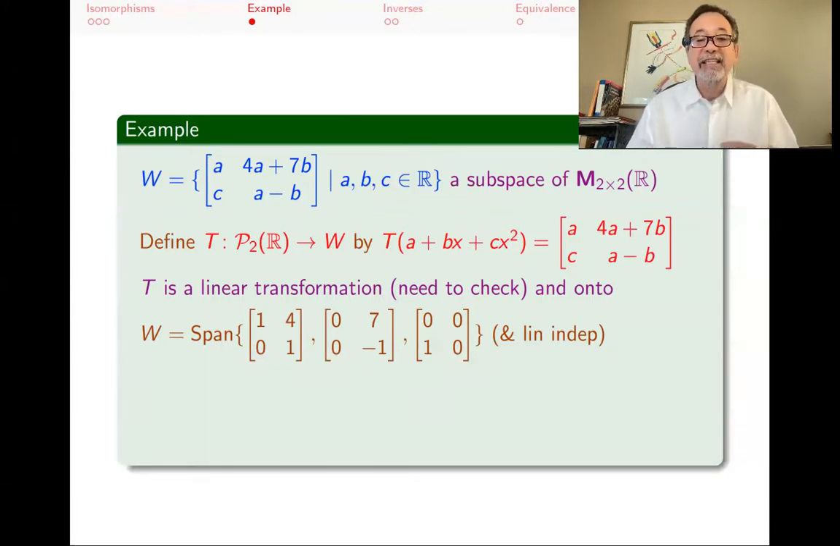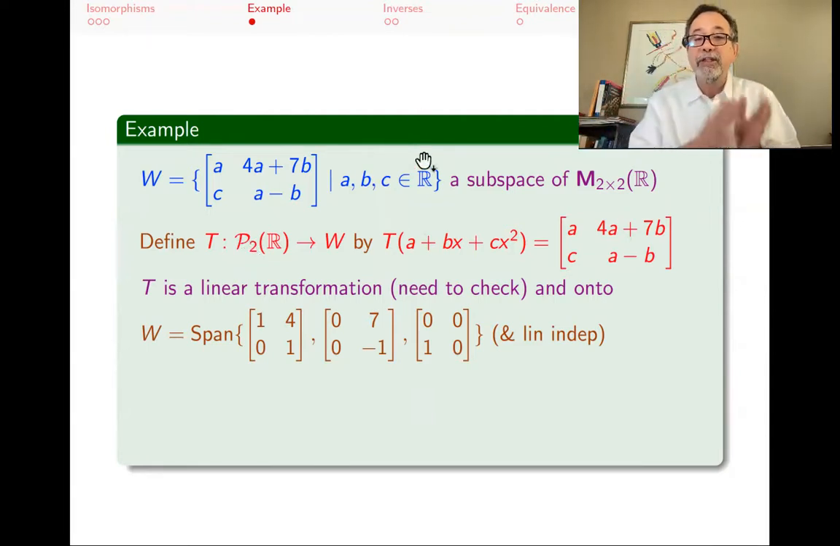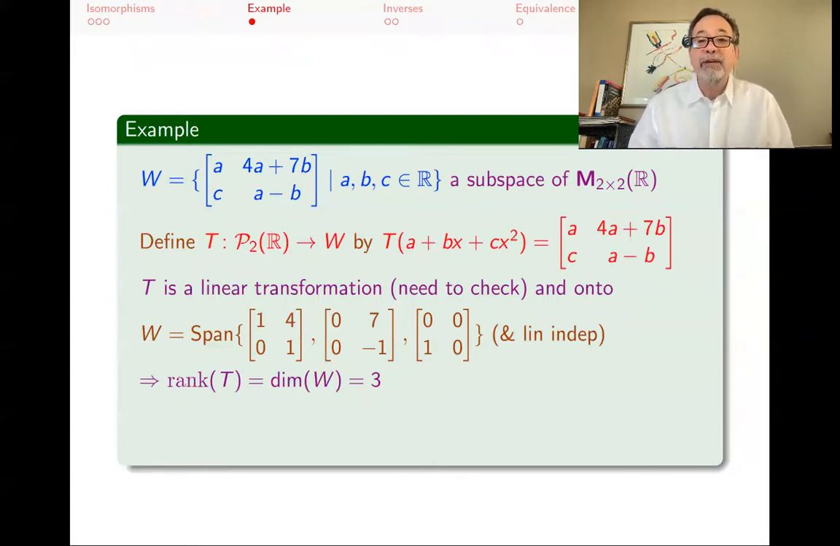And because T is onto, this is also a basis for the image. I could have also sent in a basis for P2R over to get a spanning set. And in fact, if I use the basis 1, x, and x squared, I would have got exactly this spanning set for the image. So this is also the image. So that tells me the rank of T, which is the dimension of the image, is the same as the dimension of W, which is 3. Why did I find the rank?